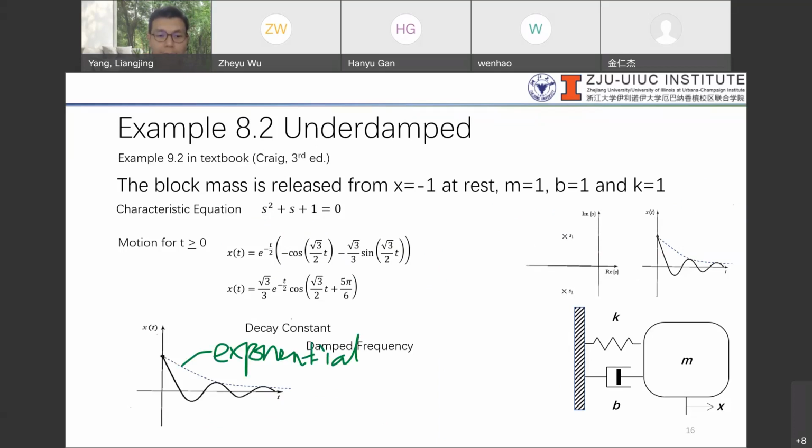And so you also have a periodic and cyclical component. So it's the oscillating component.